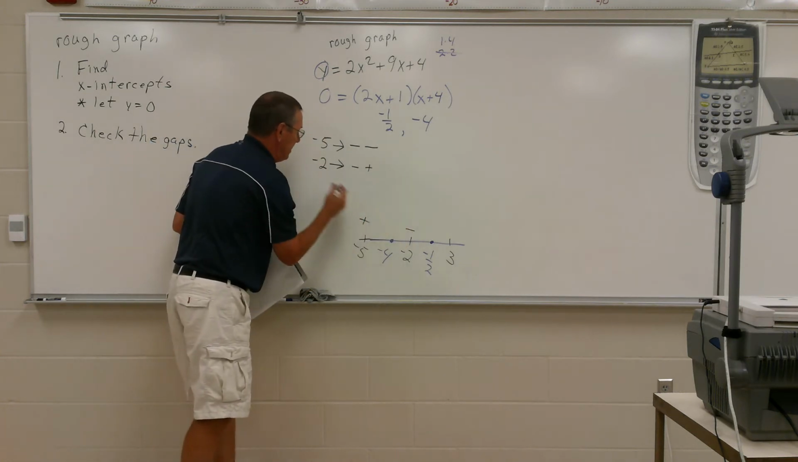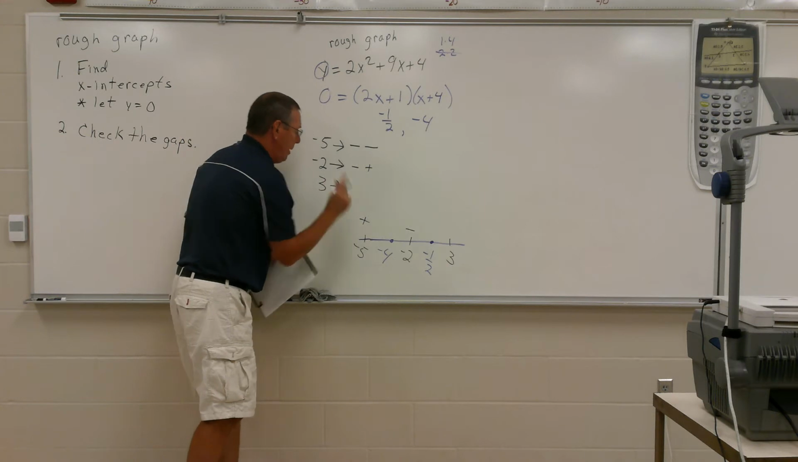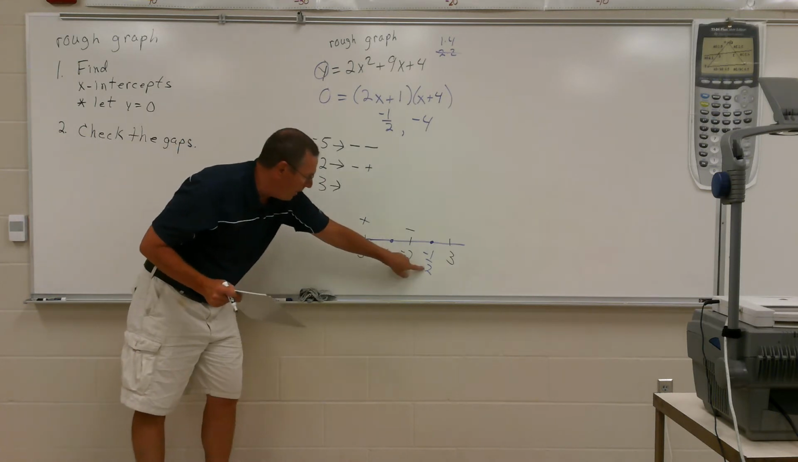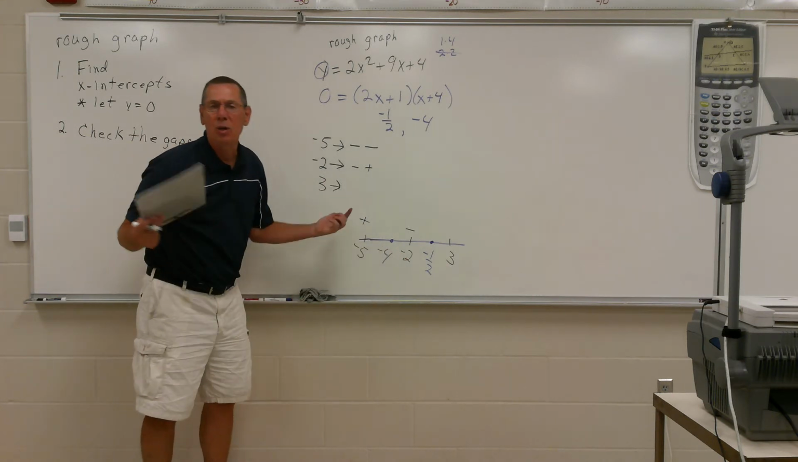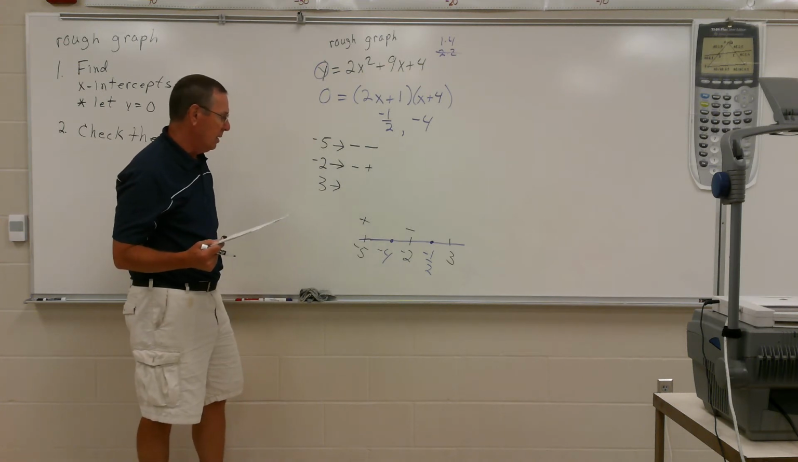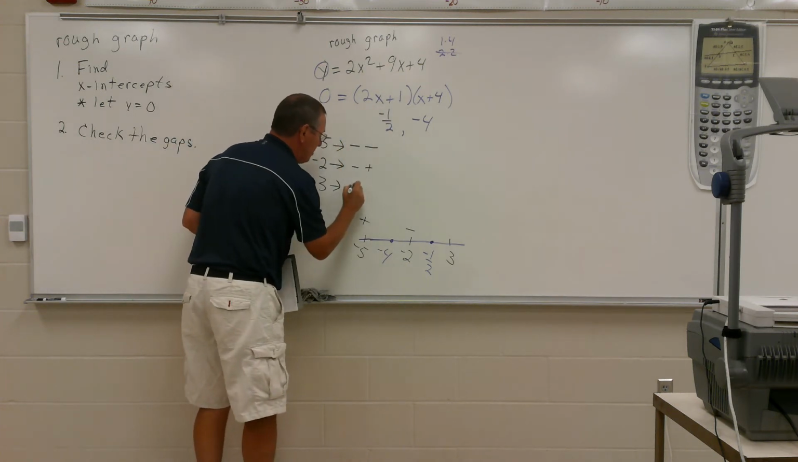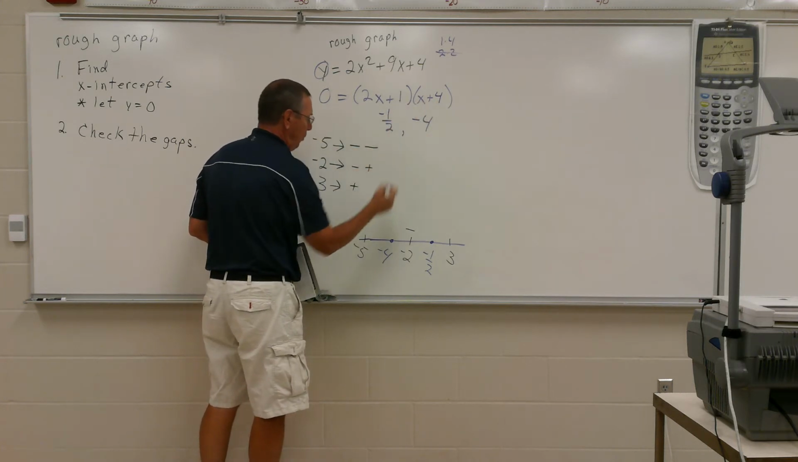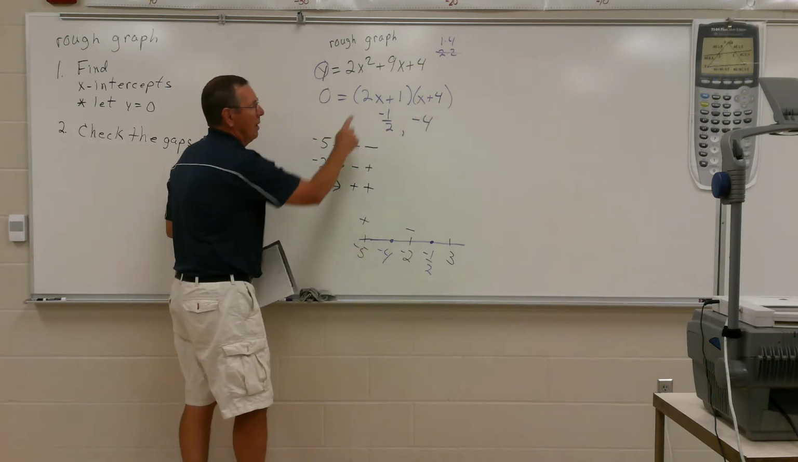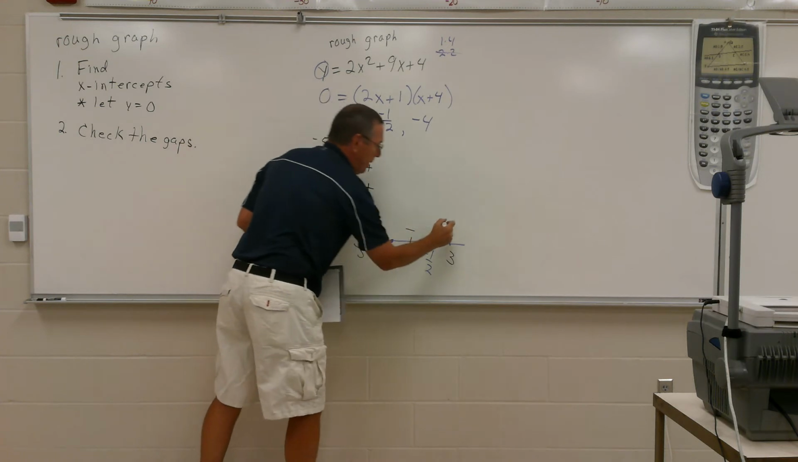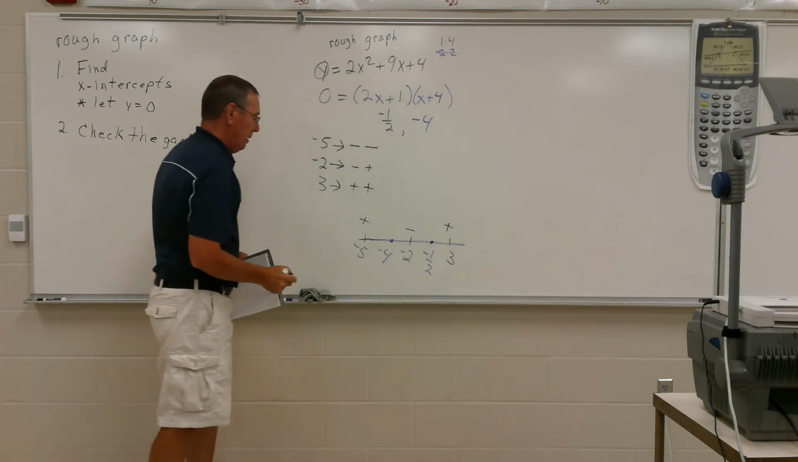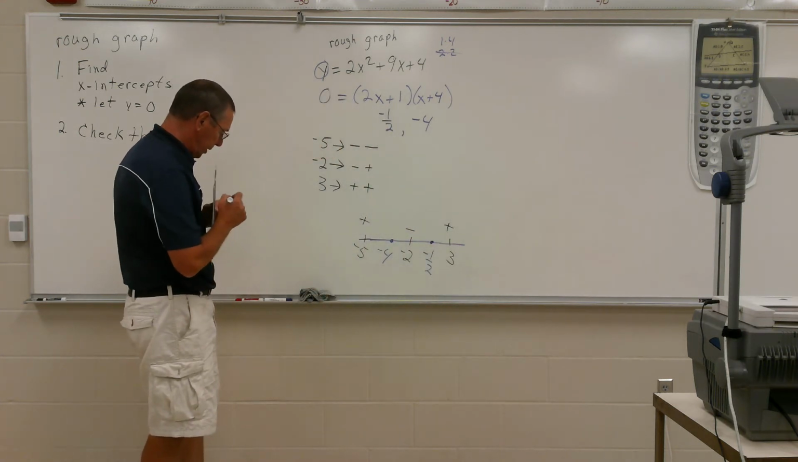My next gap is the 3. Don't check the -4 and the -1/2. You check them, we'll get a 0. We already know those are x-intercepts. I'm checking the number that's in the gap. 2 times 3 plus 1 gives me some positive number. 3 plus 4 gives me some positive number. They're times each other. A positive times a positive is a positive. And there we're ready to finish our graph.